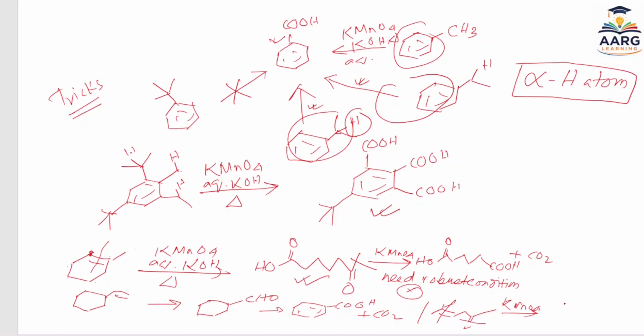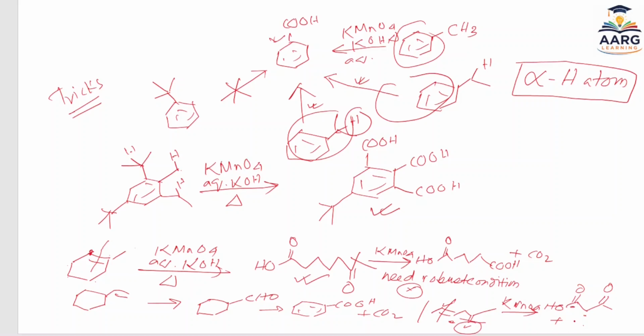So it gives the carboxylic acid. So 1, 2, 3, 4. This is the carboxylic acid, and this will be the first carbon. This is the first carbon. This is the second carbon, and here it will be keto, plus this part will give the corresponding carboxylic acid, CO2, plus this part will give CH3COOH, acetic acid.